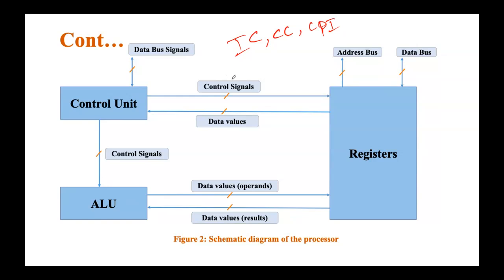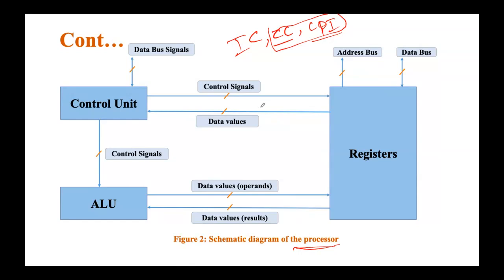So the implementation of the processor determines both the clock cycle time and the number of clocks per instruction. This part will be determined by the processor.